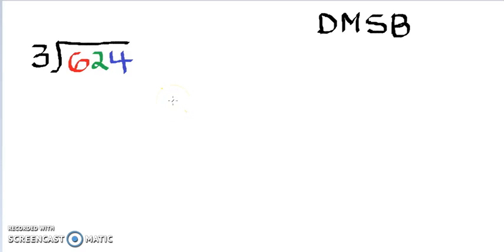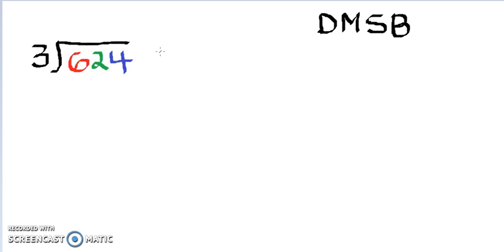Hi, today I will be showing how to use place value to understand the steps we use in long division, the standard algorithm way of dividing. Now, usually we're taught a mnemonic device or a way to remember the steps, such as "Does McDonald's sell burgers," which stands for divide, multiply, subtract, bring down. Or we might learn a rhyme to remember the steps, which are difficult to remember sometimes.